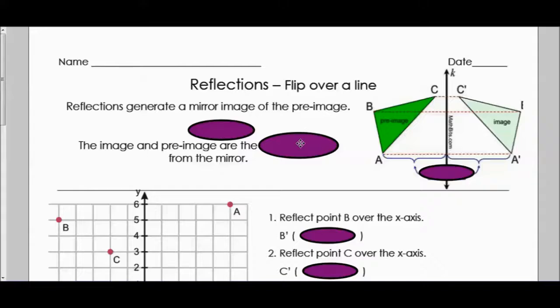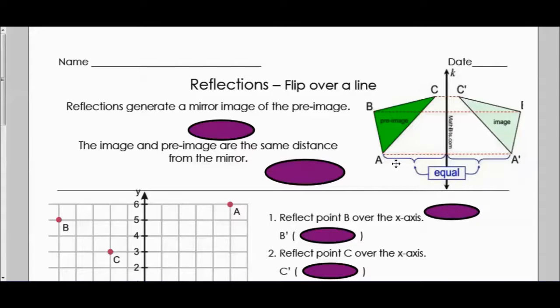pre-image. The image and the pre-image are the exact same distance from the mirror, and you can see that with each of these points. With point C, it's exactly the same distance on both sides. Point B, exactly the same distance, and point A, you're going to fill in that those two are equal. This distance and that distance are exactly the same, and that's how we're going to figure out where that image is going to land. We're going to count out how far this is from that line of reflection, and then just count the opposite direction. It should end up exactly that same distance on the other side.